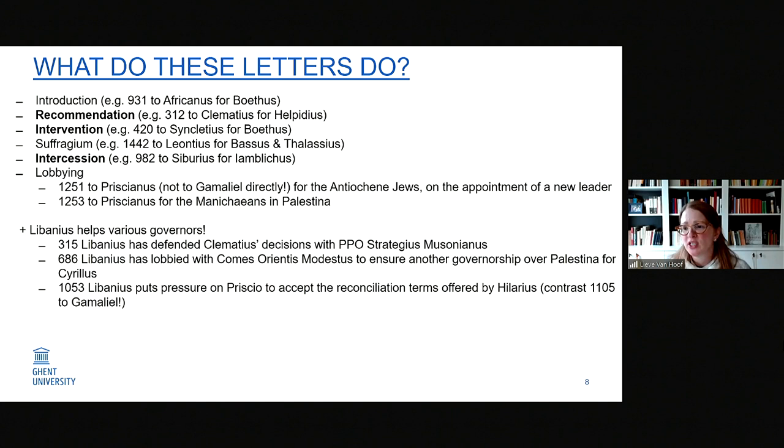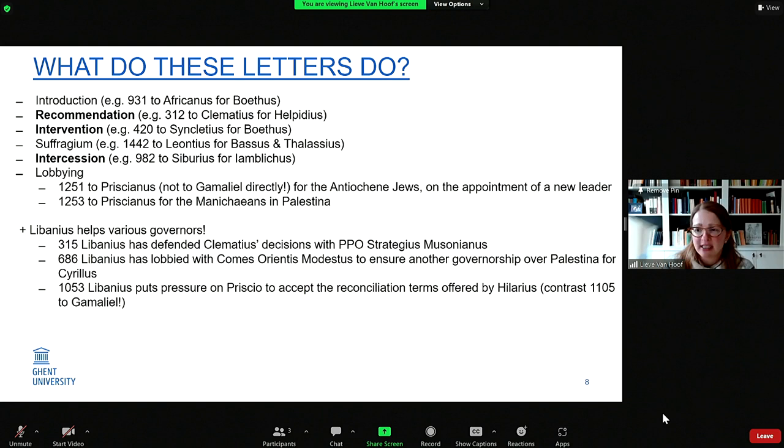Lobbying, so trying to influence official decisions, but not in a court case or a job appointment. And this is a type of letter which is not very current in the whole of the 1,544 letters of Libanius. So these letters really stand out. And there are two very interesting letters which were also included in translation in Norman's Loeb edition of Libanius. These are both letters addressed to the governor Priscianus.